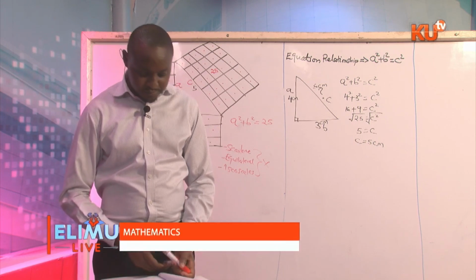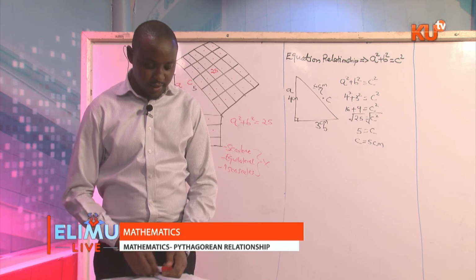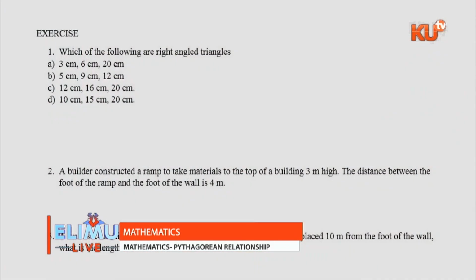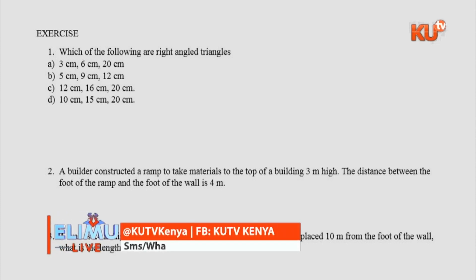Therefore, we now want to look at an exercise. Let's look at our exercise and see what we have. For question 1 on the screen, we are asked, which of the following are right-angled triangles? I'll do A, which is 3 centimeters by 6 centimeters by 20 centimeters. Good.